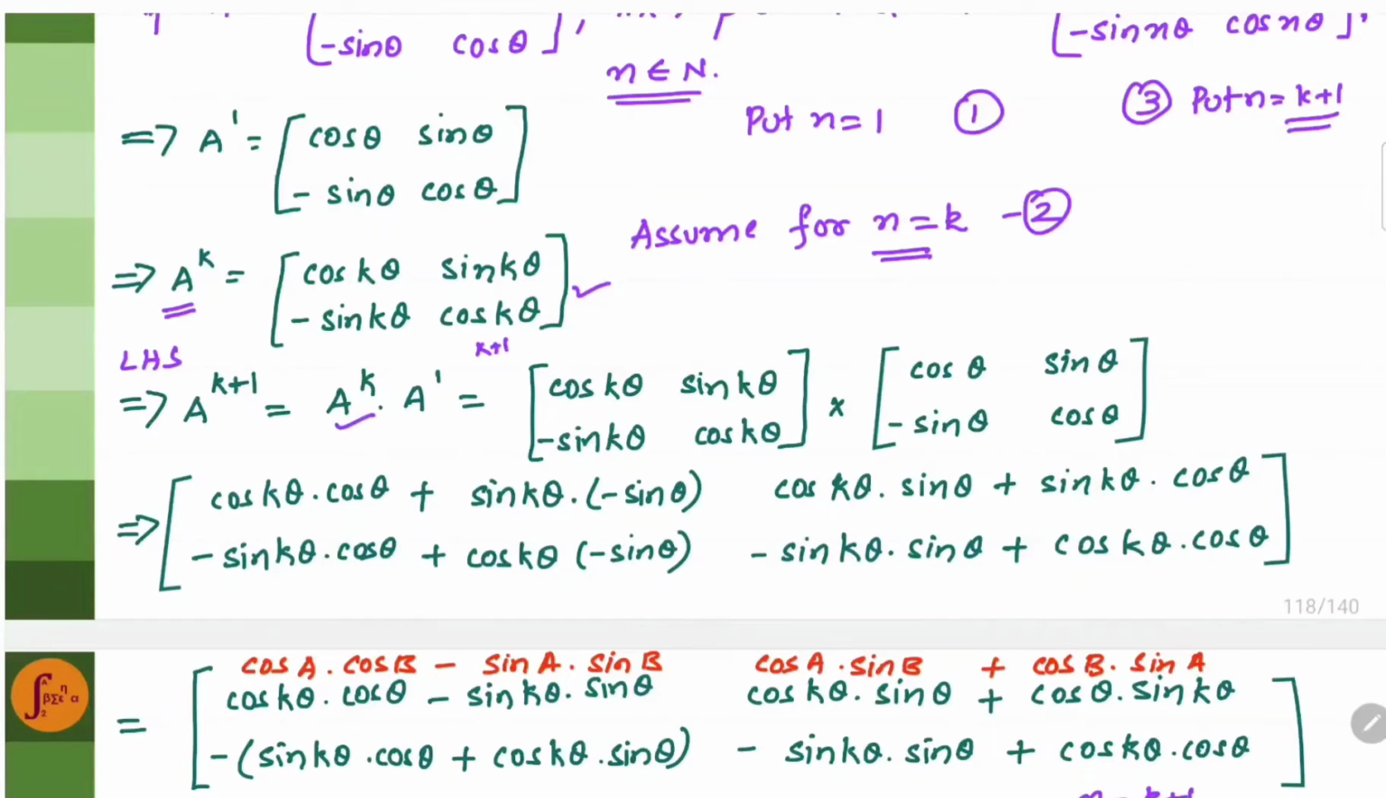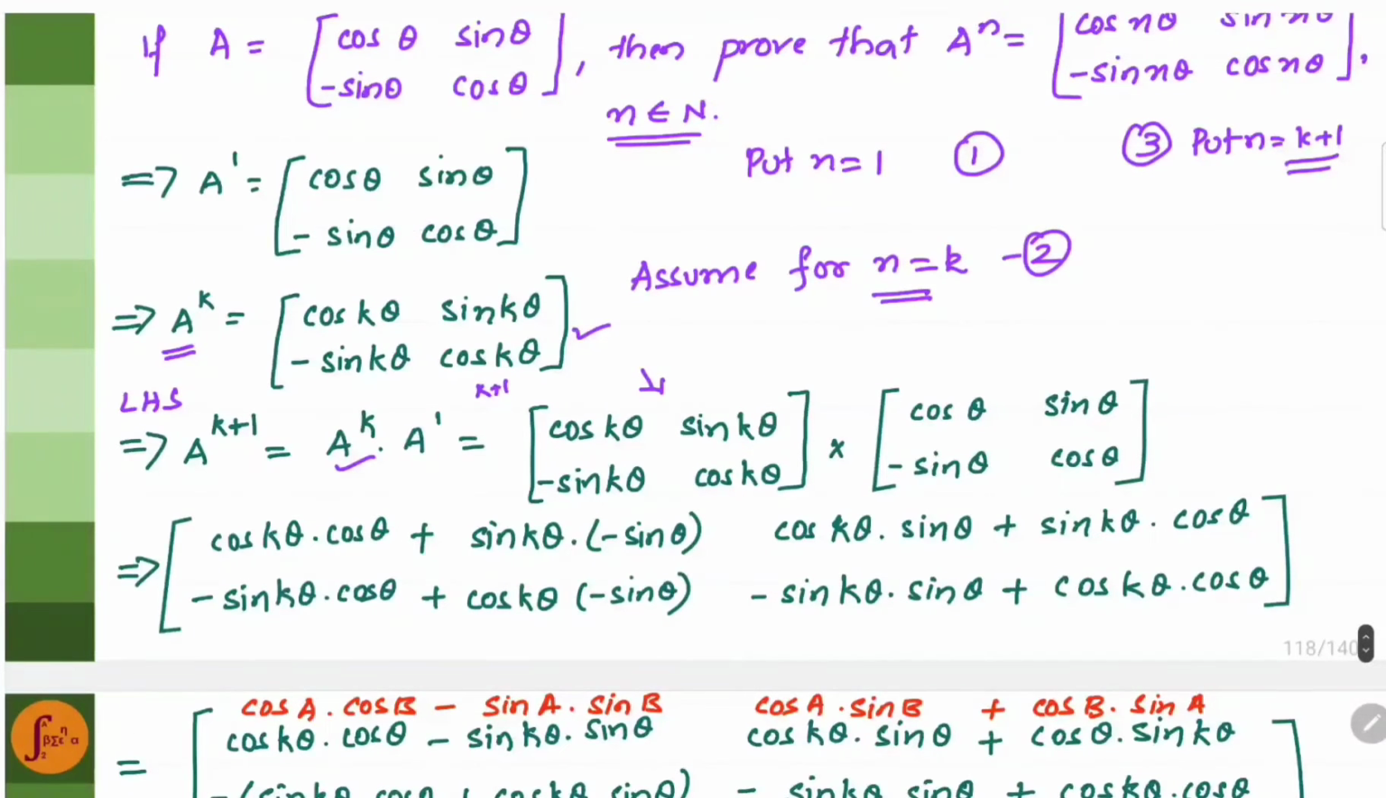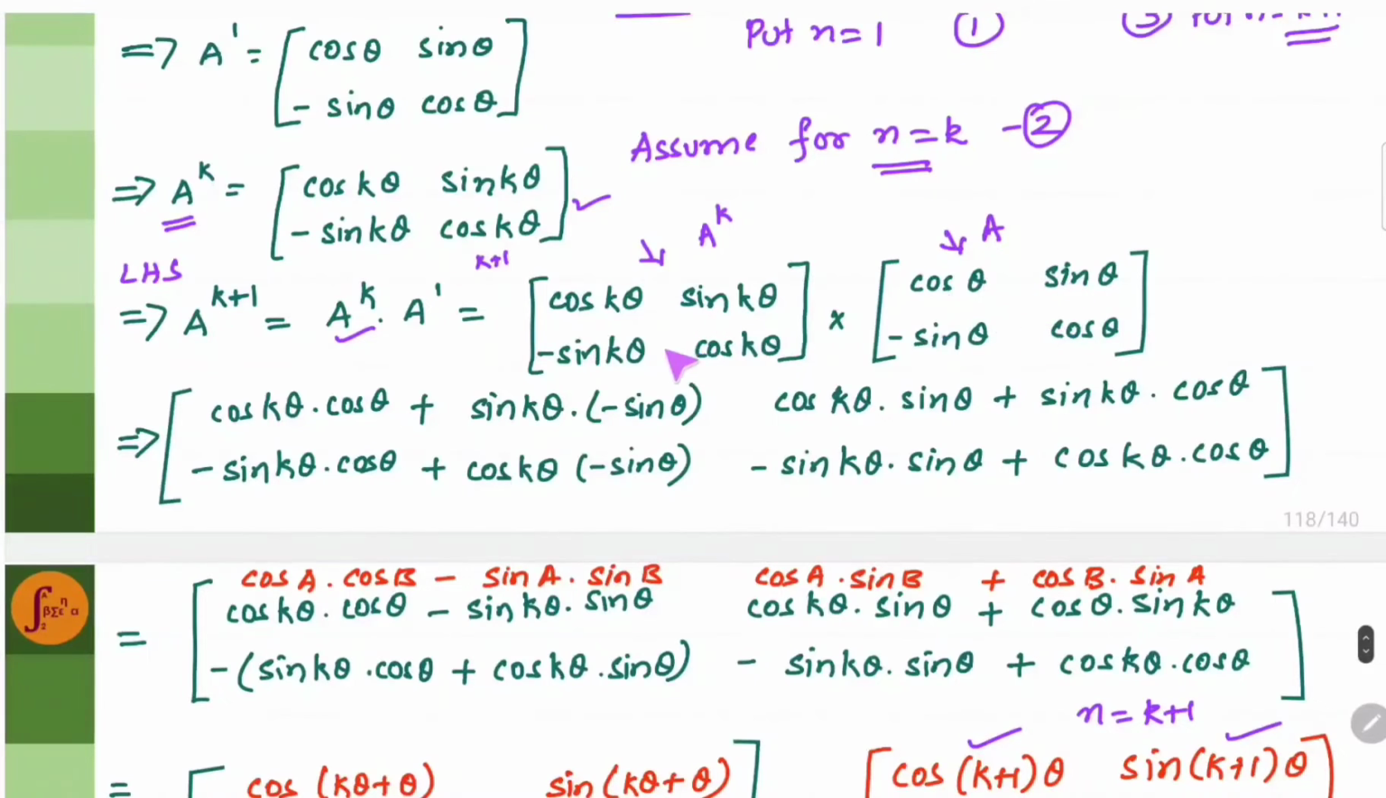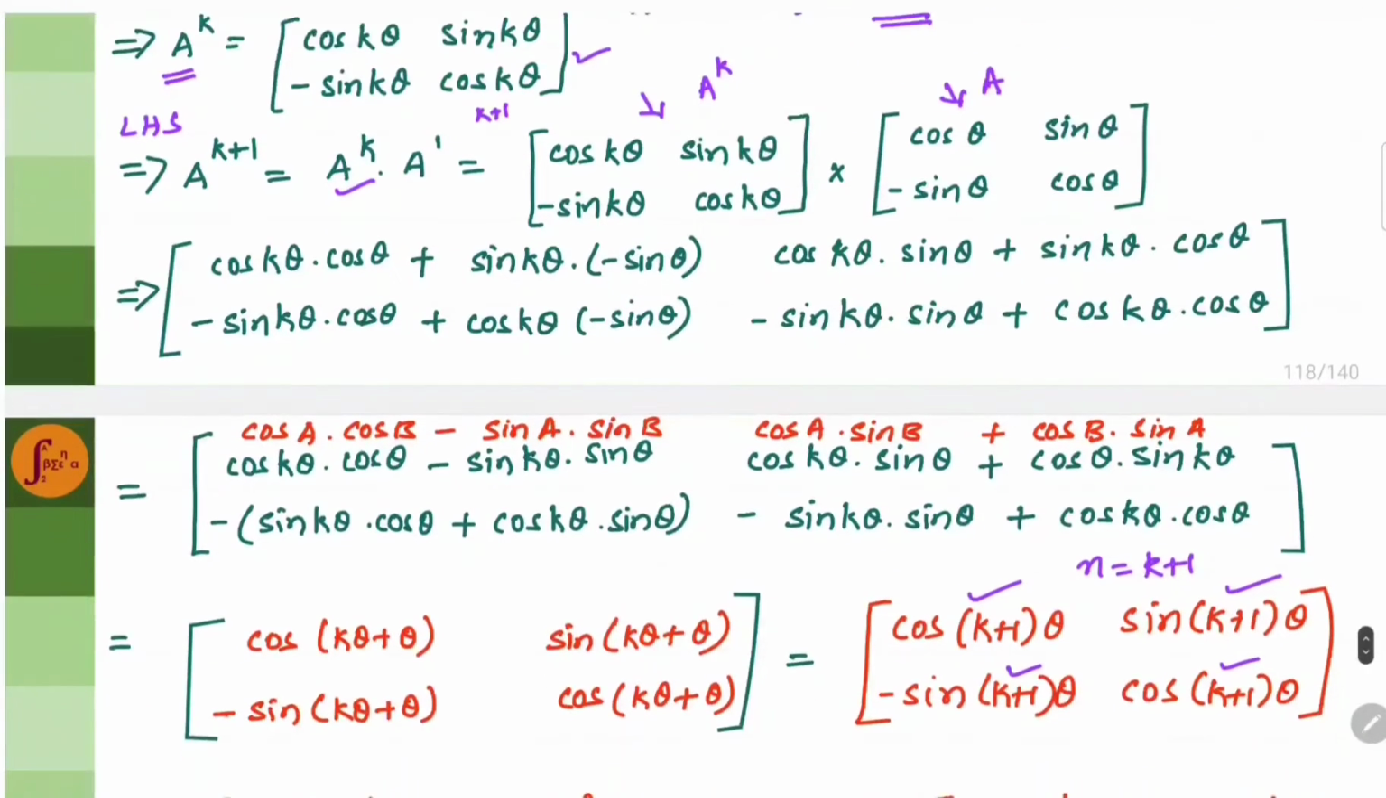Now, what is A to the power k? We have obtained this in the second step. What is A to the power k? Substitute this here. Then matrix A, this one. Substitute here, matrix A, and this is A to the power k. Now you use matrix multiplication. When you use matrix multiplication, you get something like this.